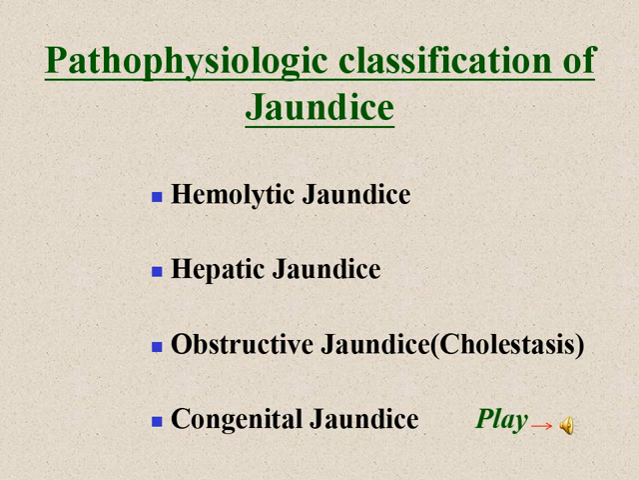Pathophysiological classification of jaundice: hemolytic jaundice, hepatic jaundice, obstructive jaundice, and congenital jaundice. Hemolytic jaundice is otherwise called pre-hepatic jaundice. Obstructive jaundice is otherwise called post-hepatic jaundice or cholestasis.